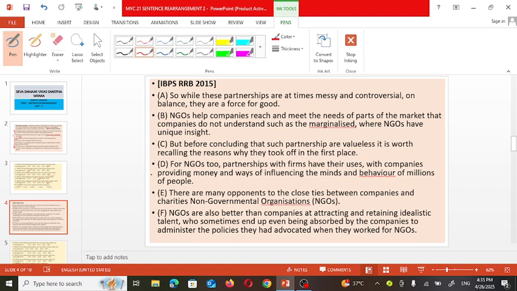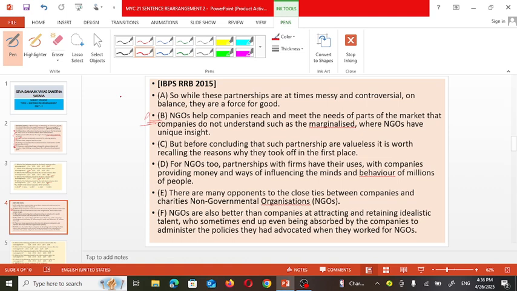So when you are observing all these sentences, sentence B, NGOs help companies reach and meet the need of parts of the market that companies do not understand, such as the marginalized, where NGOs have unique insight. Means the whole idea revolves around this. So this statement B can be the first statement in this paragraph, because all these other statements are supporting this first statement.